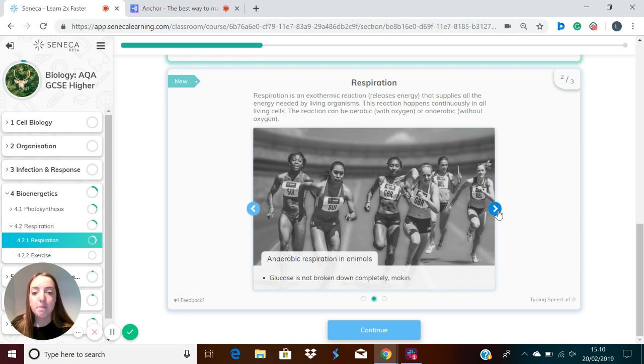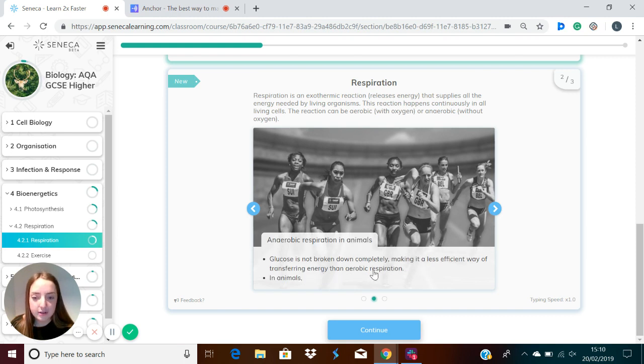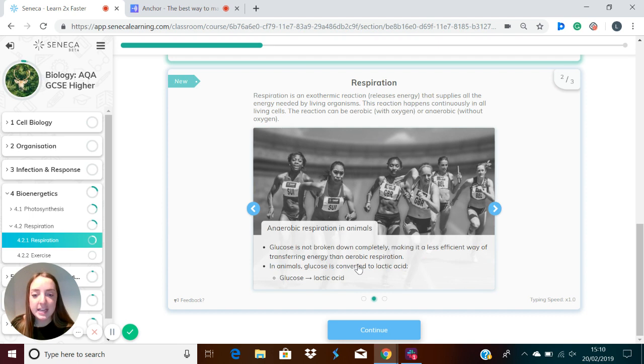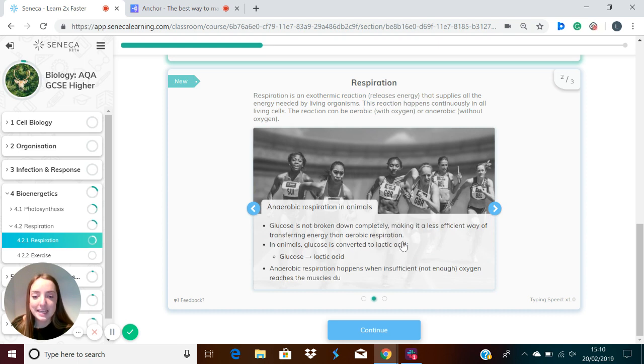Anaerobic respiration is in the absence of oxygen, and in animals, this means that glucose is not broken down completely, making a less efficient way of transferring energy than aerobic respiration. In animals, glucose is converted to lactic acid. So the equation is glucose, no oxygen, goes to lactic acid.